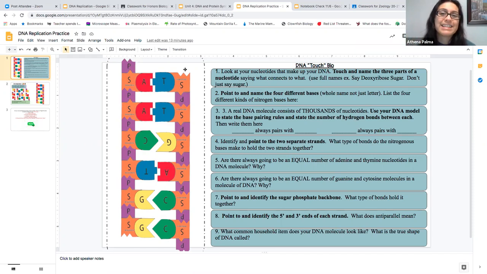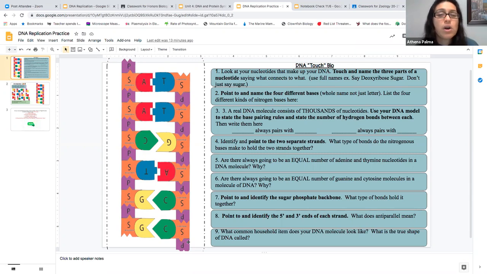Next, what does anti-parallel mean? It means that the two strands are side by side, but one is upside down, or you could say running in the opposite direction. If you want to get really fancy, you can use the primes. So you could say one strand goes 5' to 3', the other goes 3' to 5'. So you can use the primes in that case.